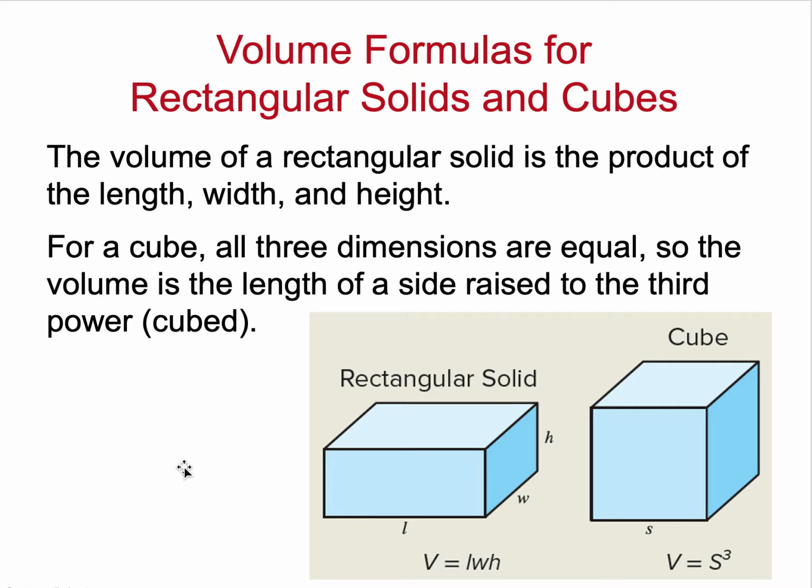Just like the area of a square was different than the area of a rectangle, the volume of a rectangular solid like a shoebox versus a cube is going to be different. Length times width times height works for rectangles. And then because in a square all sides have the same measure, we say it's going to be side cubed.